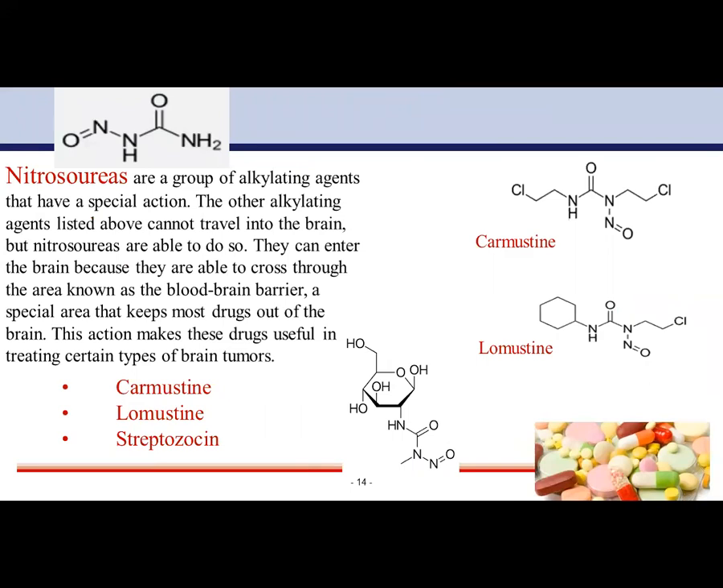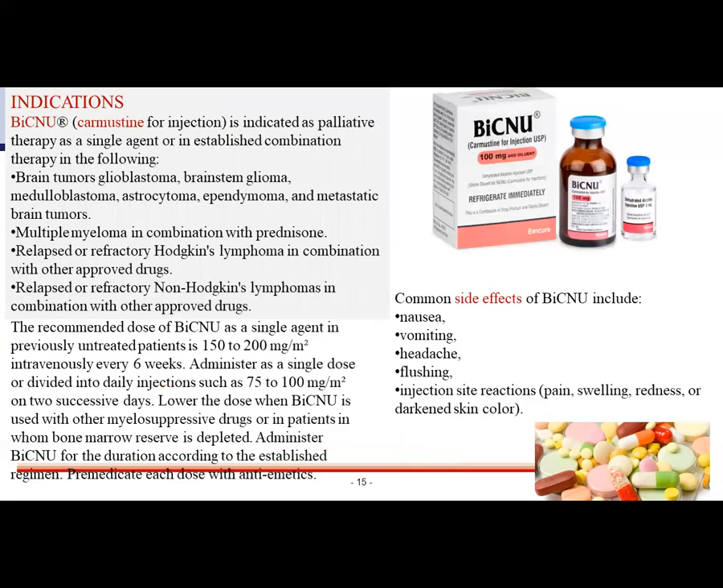Nitrosoureas are a group of alkylating agents that have a special action. The other alkylating agents listed above cannot travel into the brain, but nitrosoureas are able to do so. They can enter the brain because they are able to cross through the area known as the blood-brain barrier, a special area that keeps most drugs out of the brain. This action makes these drugs useful in treating certain types of brain tumors. Carmustine, lomustine, streptozotocin.